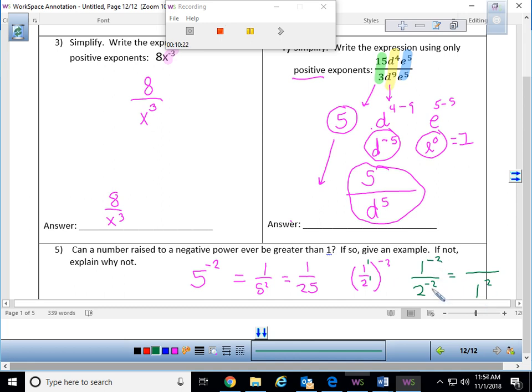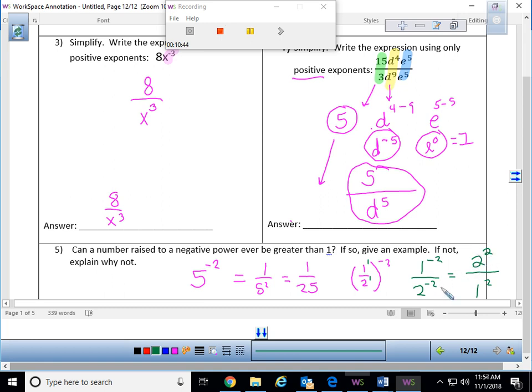But this one is already in the denominator, and it's already negative. So how do we get rid of it? Well, we bring it up. And so this will give me 2 to the 2nd power because I brought it up to get rid of the negative because it was already down. And when I bring it up, I get rid of the negative.